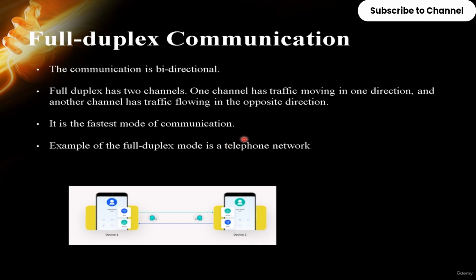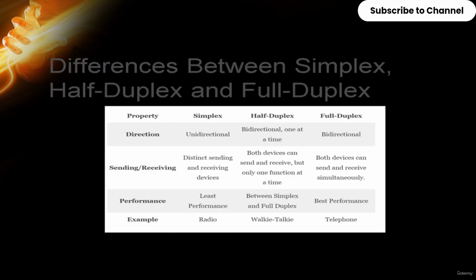Both stations can send and receive messages simultaneously. So it has two channels, where one channel is used for traffic and the other for opposite direction traffic. Compared to simplex and half duplex, it is the fastest mode of communication. The best example of full duplex communication is the telephone network, which uses two channels for communicating between the sender side and receiver side.